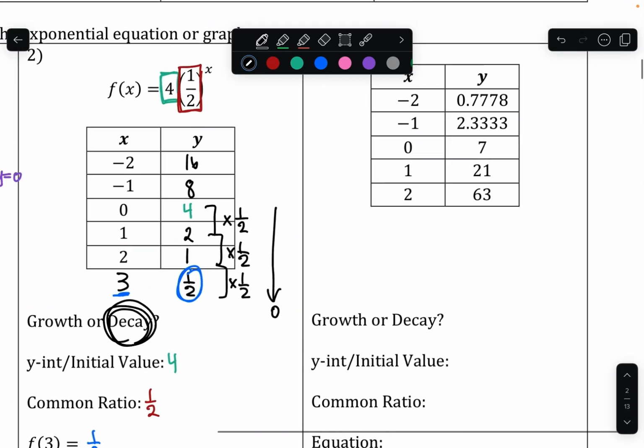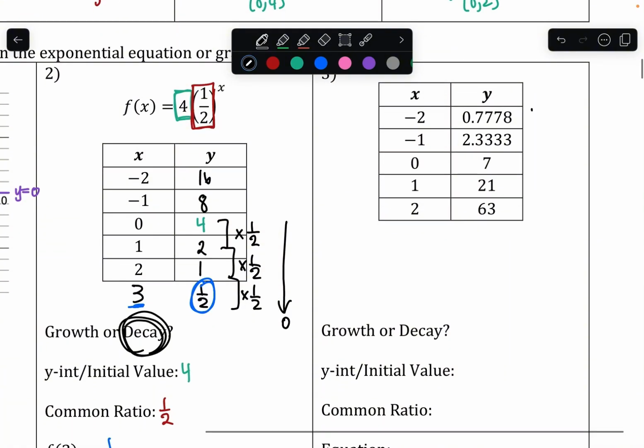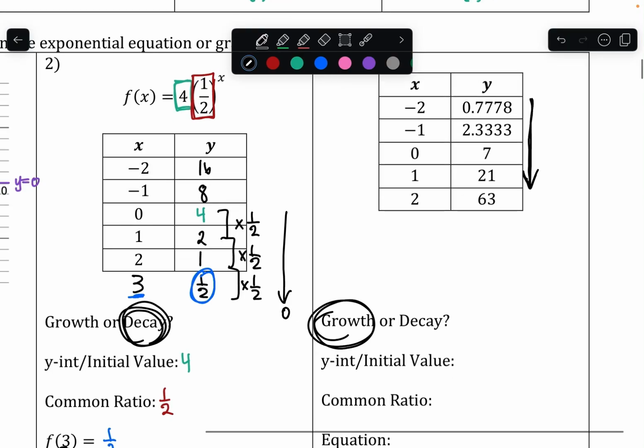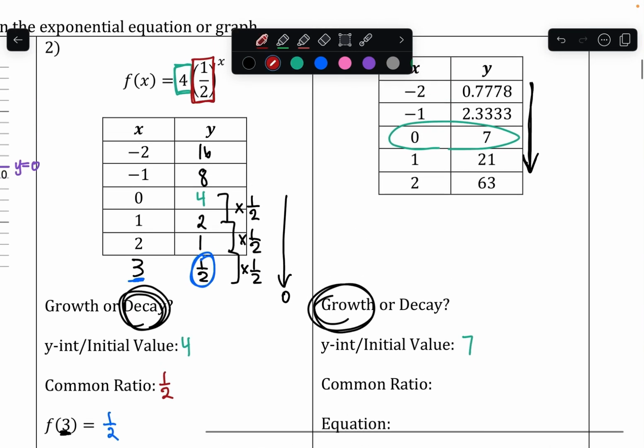All right, and then in this last example, we are just given the table. And so we can see by the y column, this is growth. Our values are growing. Act like this is your bank account. It is growing in value. We can see our y-intercept is 7. And then our common ratio.